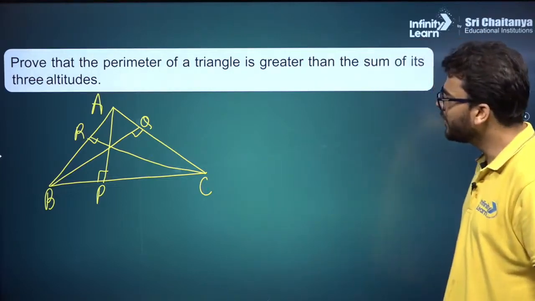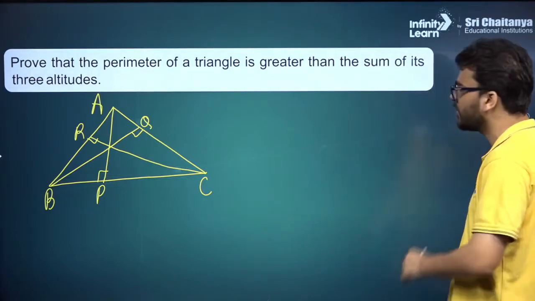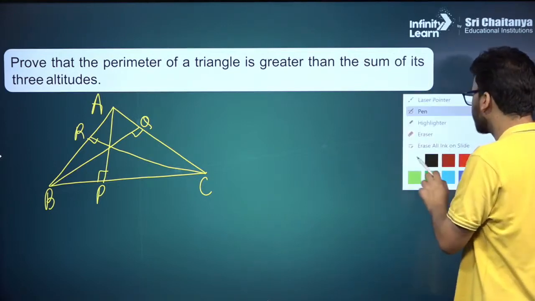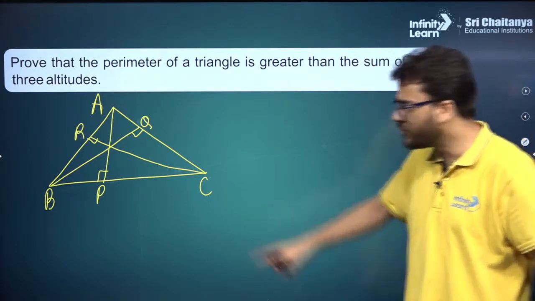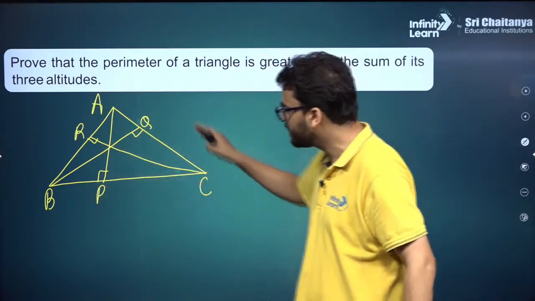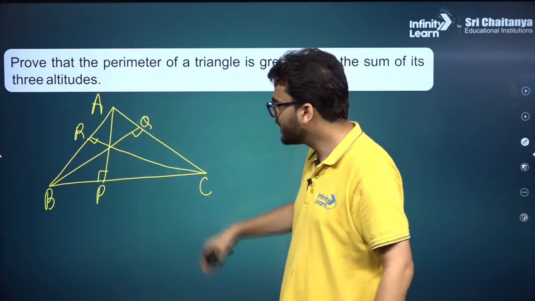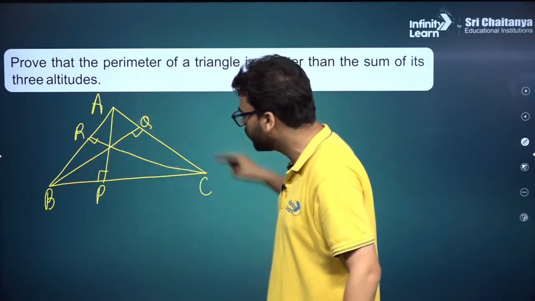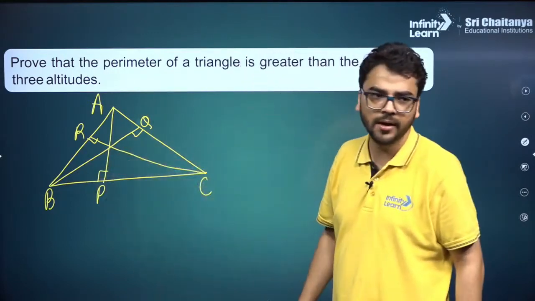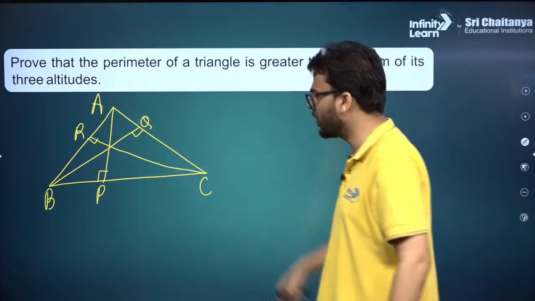We have to prove the perimeter of a triangle is greater than the sum of the lengths of its 3 altitudes. Perimeter means what? We have to prove basically that AB plus BC plus AC, that is the perimeter, is greater than AP plus BQ plus CR. It's a simple question only.